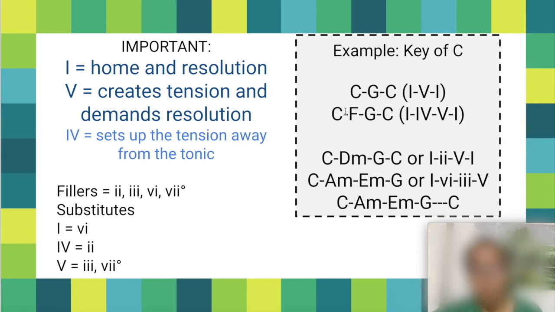So how about when we put the F chord, which is the subdominant chord in the key of C, so that we have a transition between the C and G chord? Okay, let's see how that sounds. C, F.